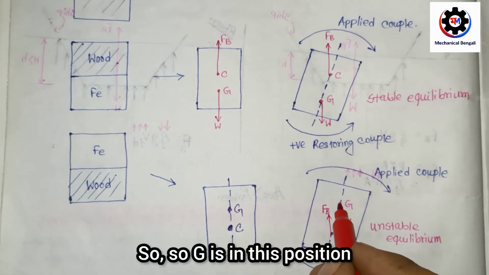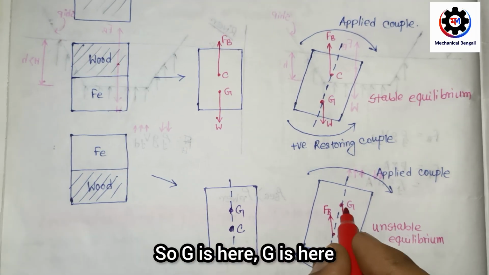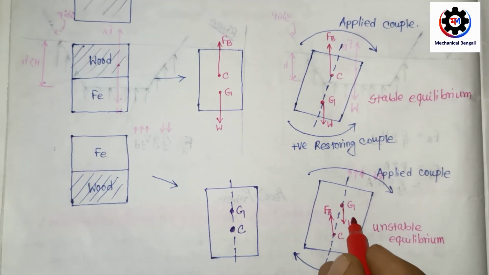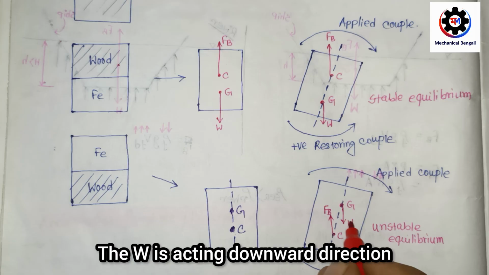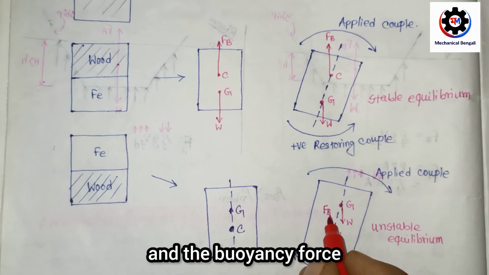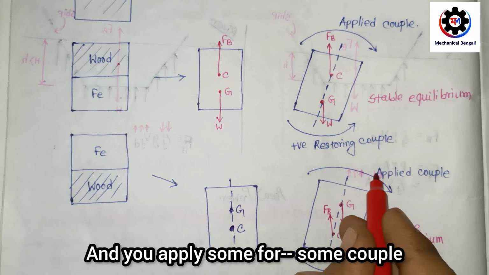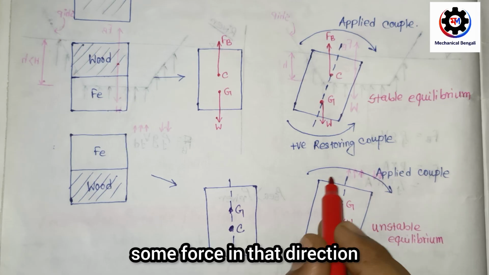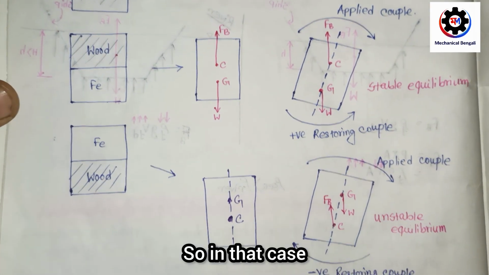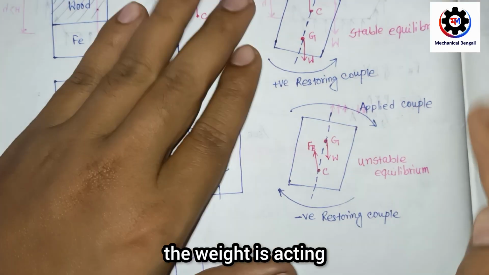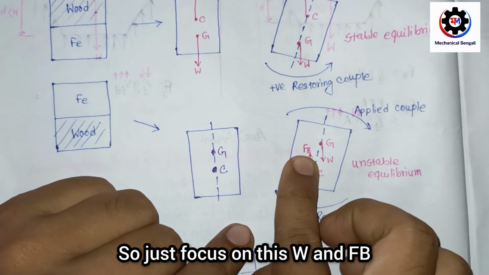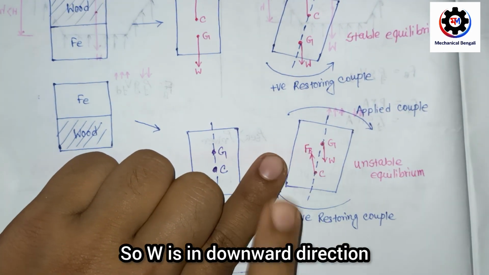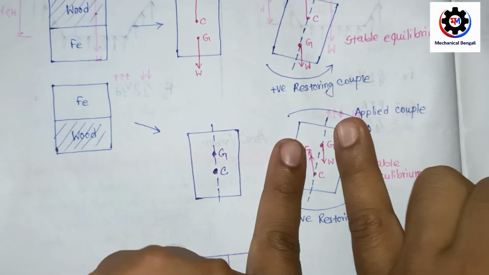So this is the body tilted here. G is in this position and C is in this position. Now W is acting in the downward direction and the buoyancy force is acting in the upward direction. And you apply some force in that direction. So just focus on this W and FB. W is in the downward direction and FB is in the upward direction.